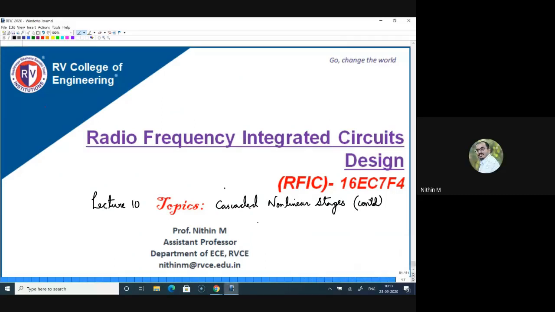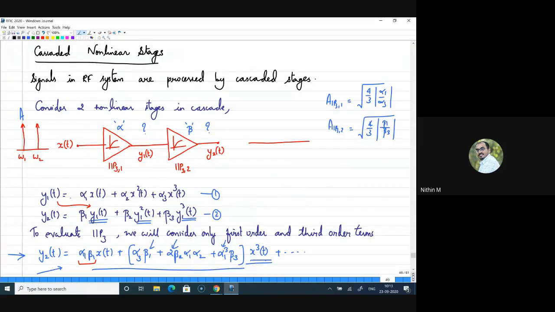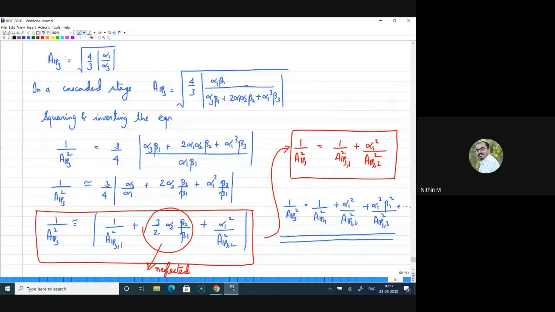Good morning, and this is lecture 10, RFIC design. We'll be continuing the cascaded nonlinear stages IIP3 that we did yesterday. We have taken two nonlinear stages in cascade, and with the same shortcut methods and the same formula, we arrived at the IIP3 formula for the two stages in cascade.